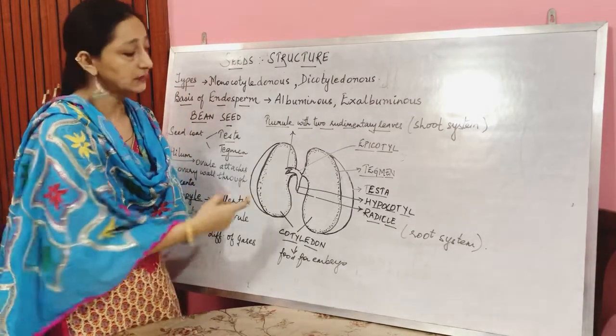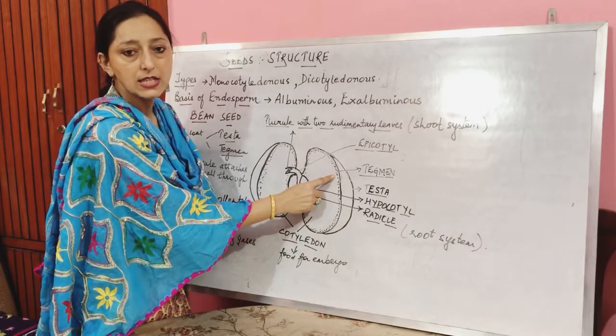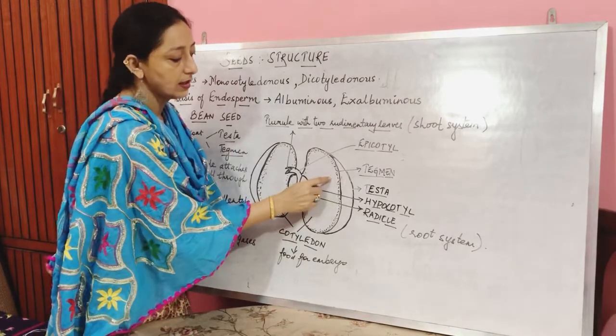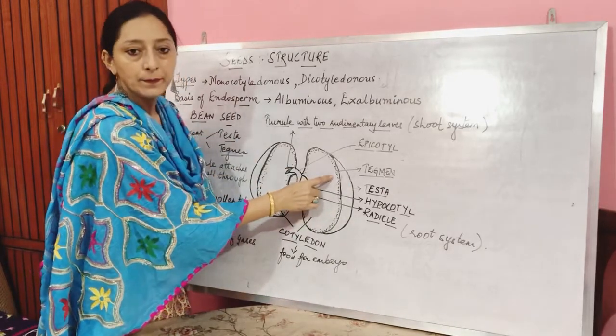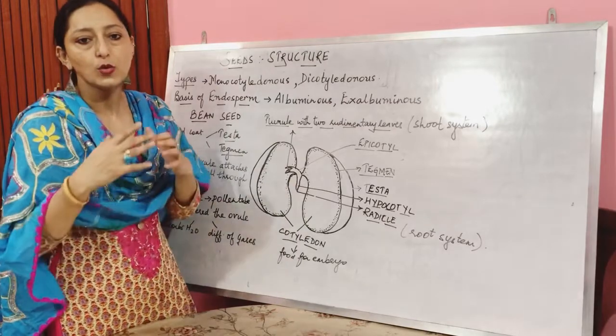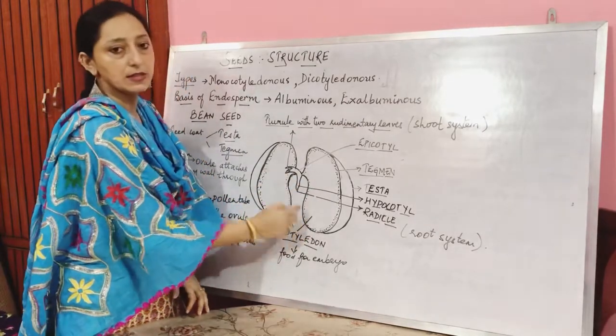Now the next layer, the second layer, is tegmen. It is a thin inner layer next to the testa, and this is also a protective layer. It is also covering the inner parts.